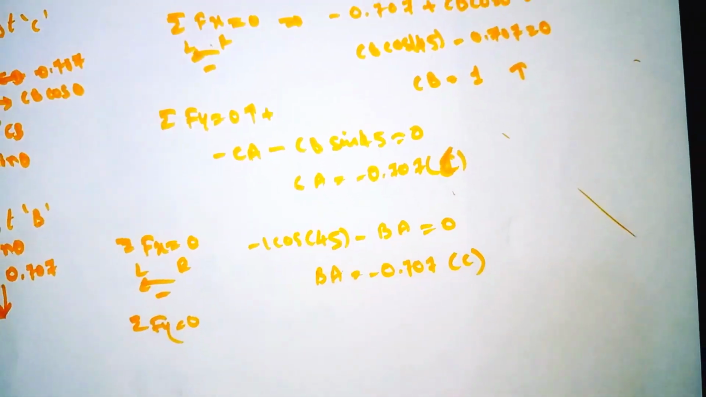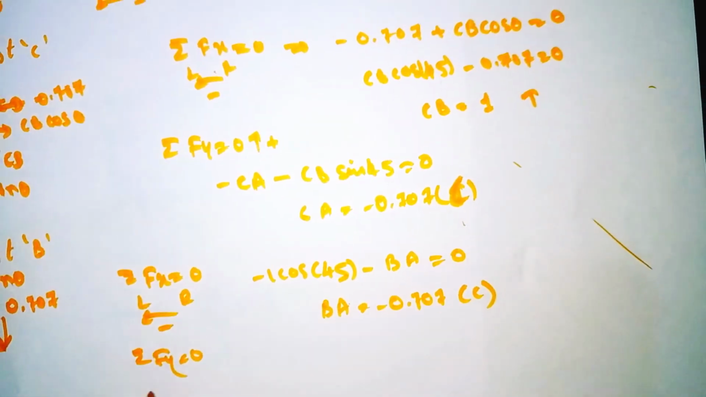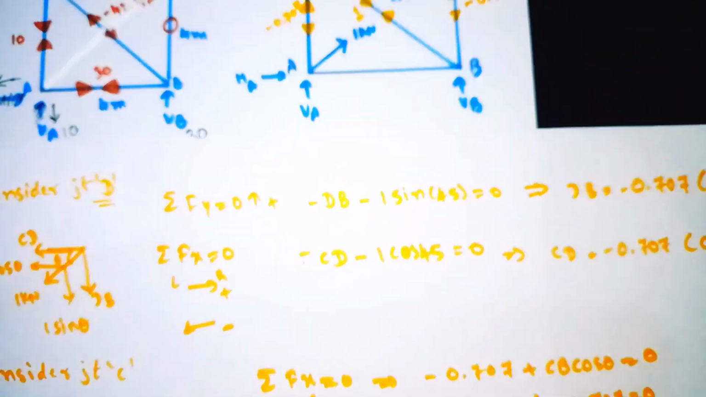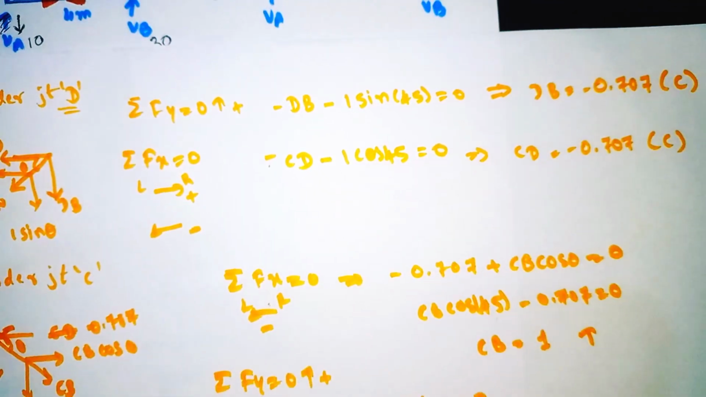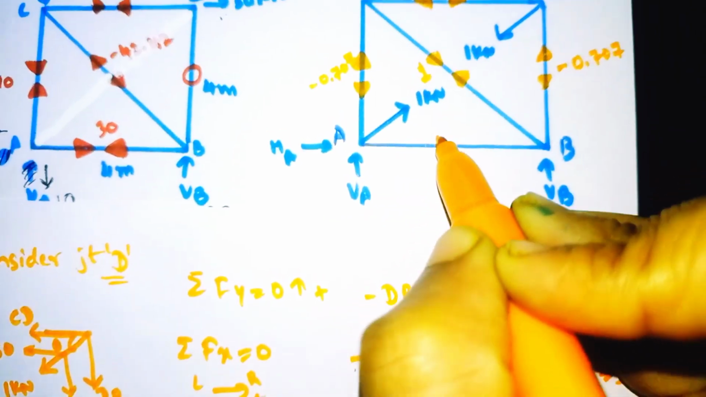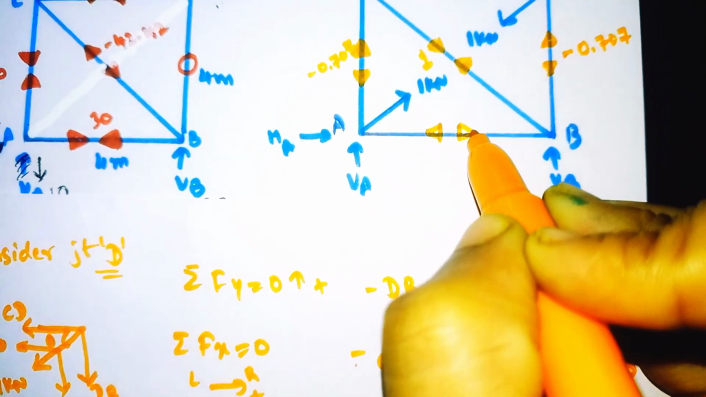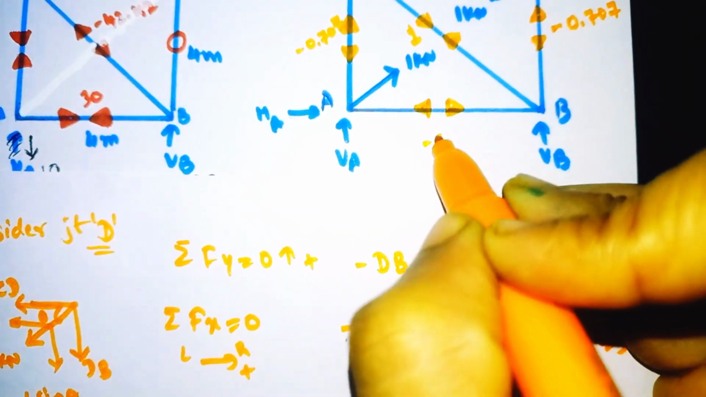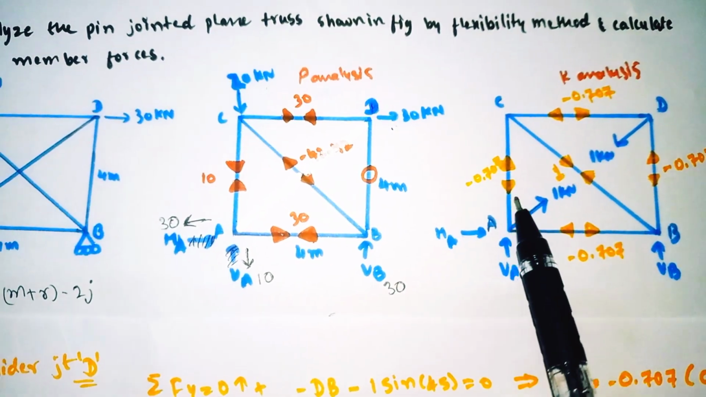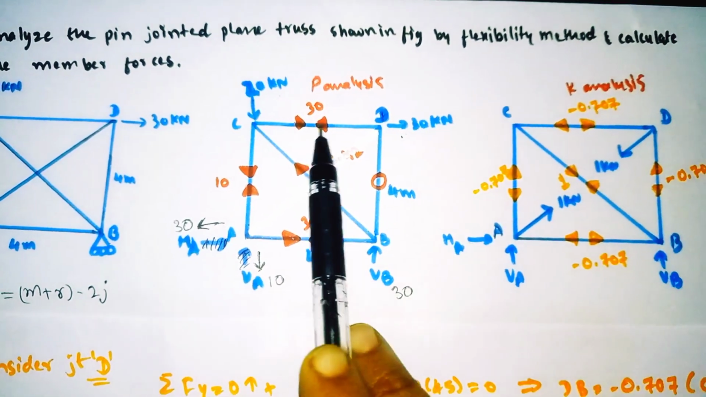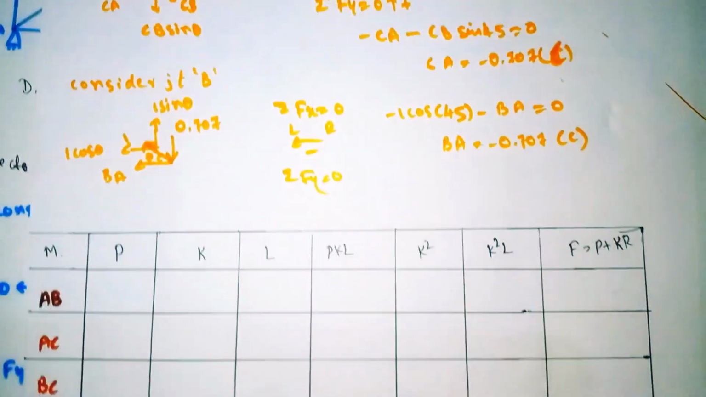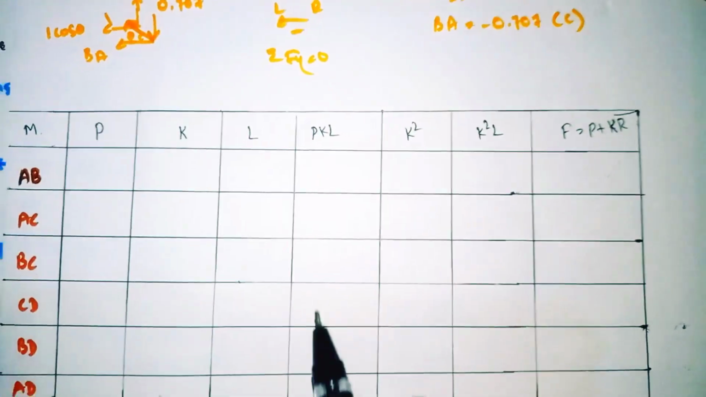So I am not going for the calculation of the vertical member because we don't need it, we already know the value of this member. Our BA value we got was minus 0.707. Minus means it is going away from each other, like this. We have calculated all the member forces of K analysis as well as P analysis. So our next step is to fill this table, we need to find all the values here.